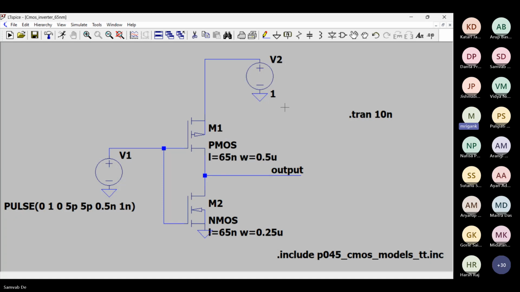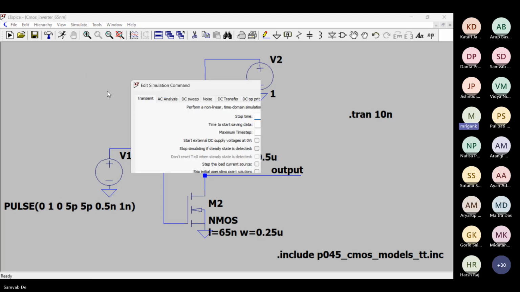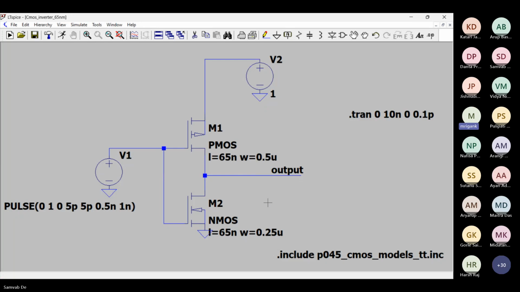So right now we need to see whether it is able to simulate with reduced resolution. Just go to the simulation setup. There should be a parameter called time step. Is there any parameter? Maximum time step. You can set it to say 0.1 picosecond or something. And the total simulation time you can reduce, maybe 10 nanoseconds, and just run.